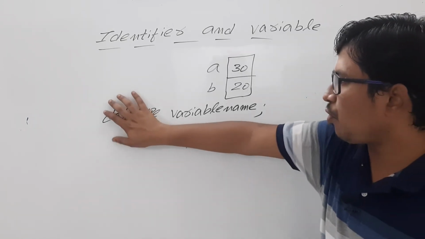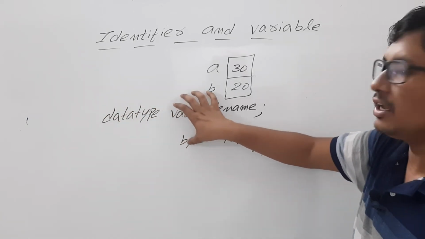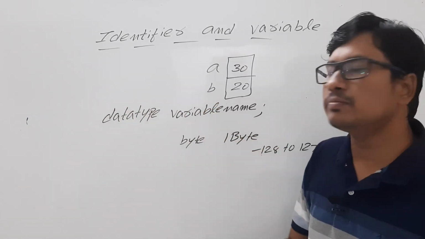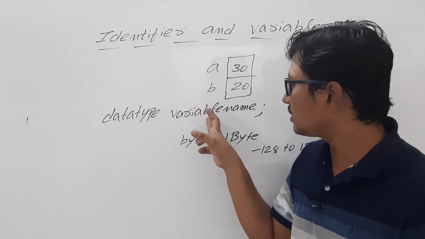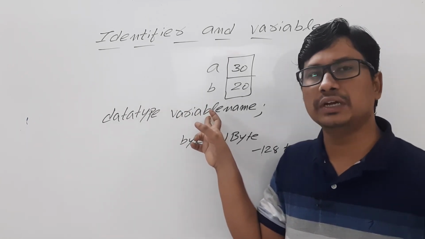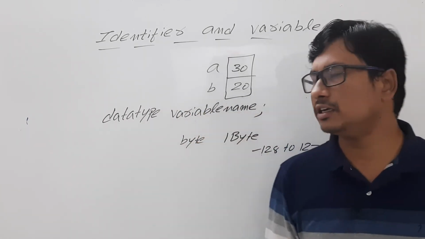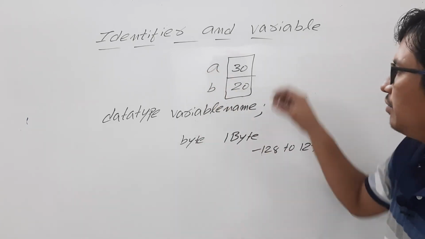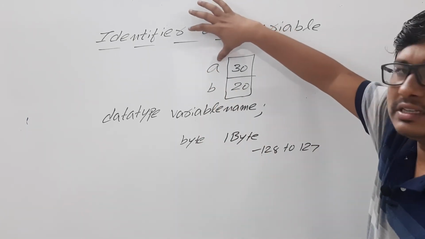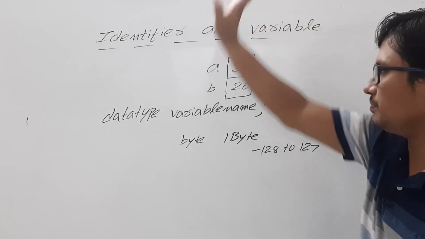So the point here is only that a variable has a data type, so that it will tell you what kind of values you can store and how much memory will be allocated. Because I told you that a variable is a name given for some memory location.